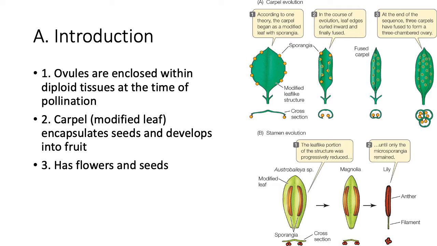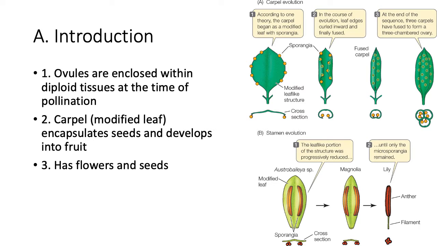All right, a little bit of an introduction. The ovule is going to be surrounded by diploid tissues. So the ovule is kind of like the female reproductive part, if you will. I don't want to say ovary. It's not exactly an ovary. It does include some other parts. But it's going to be enclosed in a diploid tissue at the time of pollination, when that pollen lands.